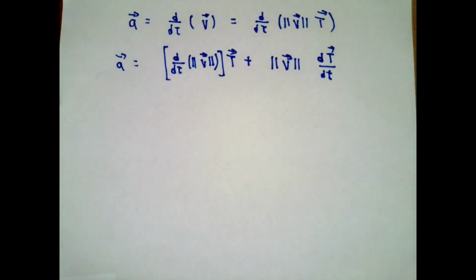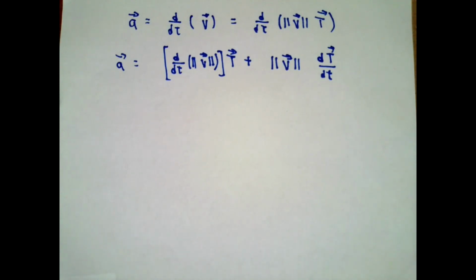Starting again with the acceleration being the derivative of the velocity vector, and remembering that the unit tangent vector T is the velocity vector divided by the speed, the acceleration is the derivative of the speed multiplied by the unit tangent vector. Using the product rule, this is the derivative of the speed multiplied by the tangent vector plus the speed multiplied by the derivative of the unit tangent vector.